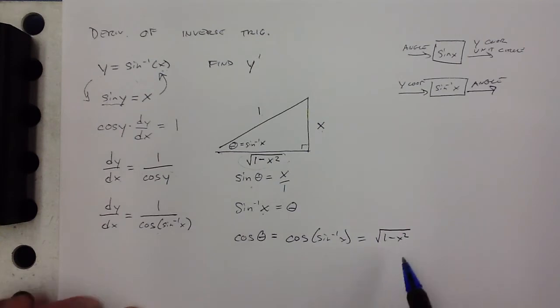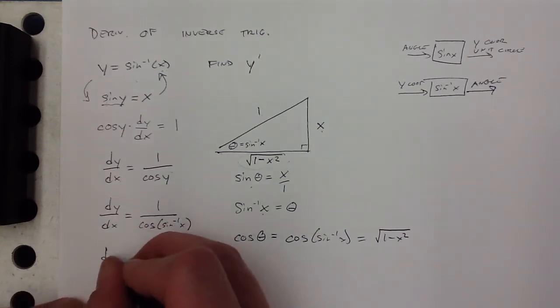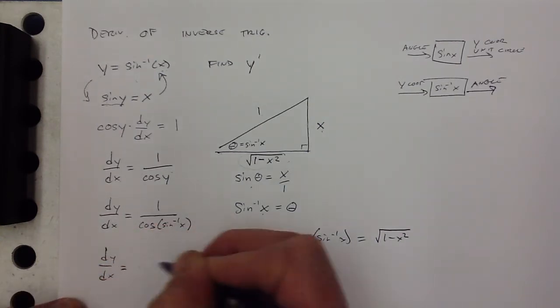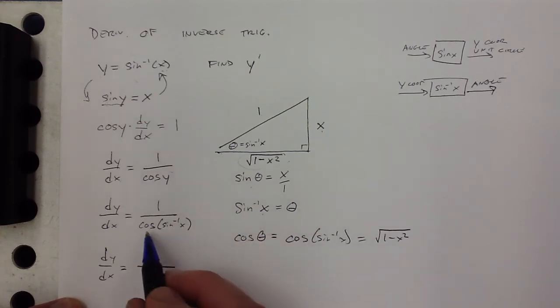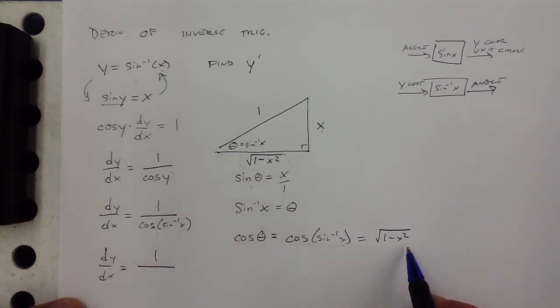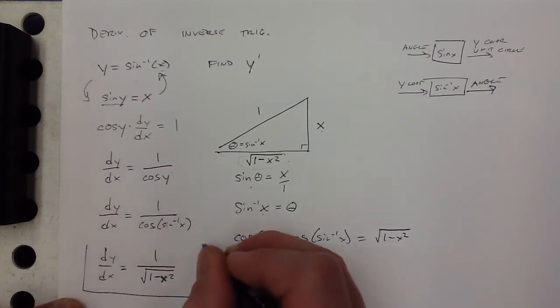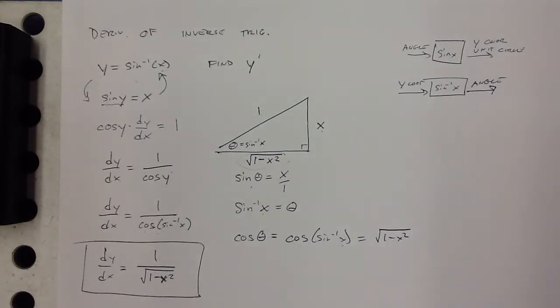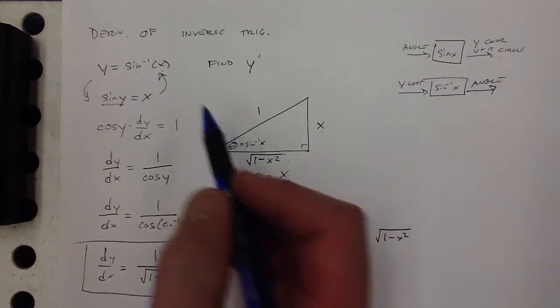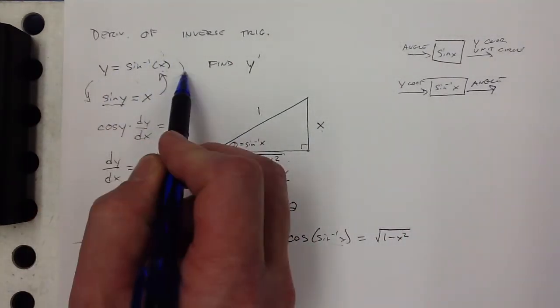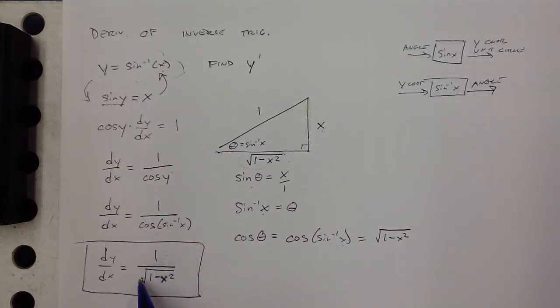And now I can come back here and replace that. So dy dx is equal to 1 over the cosine of sine inverse. We just found that that's square root of 1 minus x squared. Oh, there it is. New derivative. What's the derivative of the sine inverse function? It's 1 over the square root of 1 minus x squared.